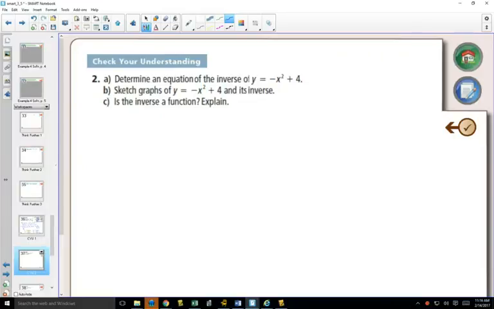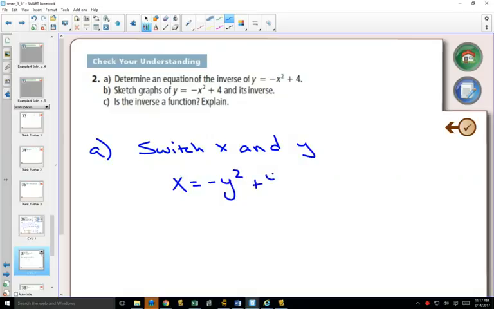So here, the last example, we did the graph, we did the domain and range. This example, we're going to look at an equation. And in the equation, it says determine an equation of the inverse. So to determine the equation of the inverse, we start the same as everything else by switching the x and the y. So our original equation was y equals negative x squared plus 4. Our equation is going to be x equals negative y squared plus 4.